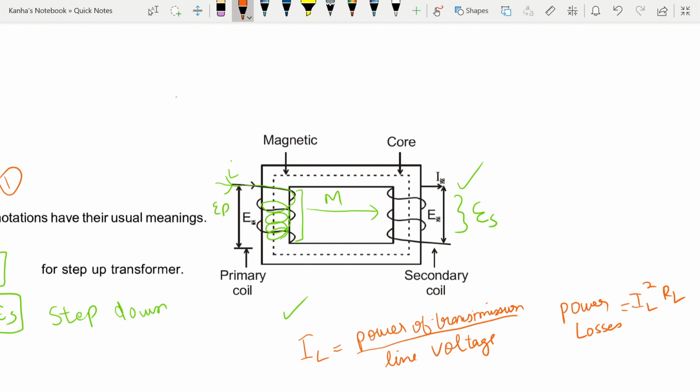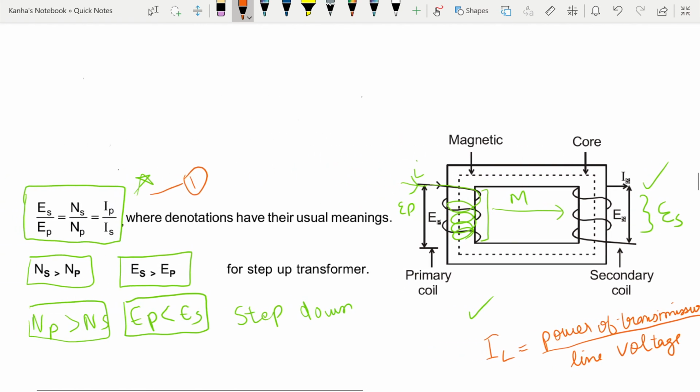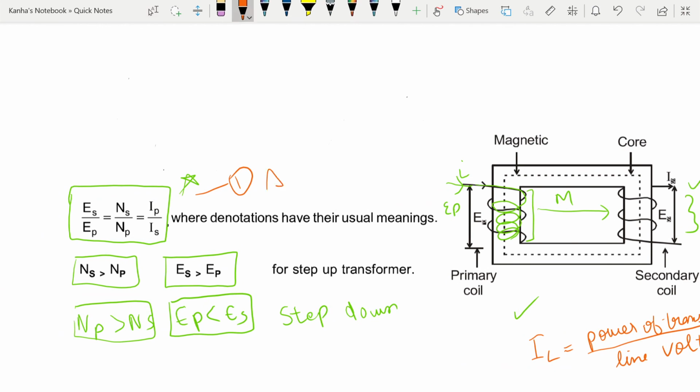You should note that the high voltage coil has more number of turns and is always made of a thin wire, whereas the high current coil has less number of turns and is always made of thick wires. There are real transformers and ideal transformers, but we will not look into much detail. This is all you need to know in order to attempt the questions.